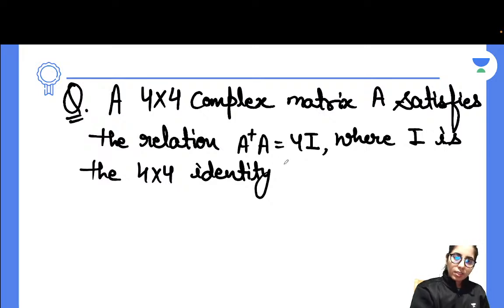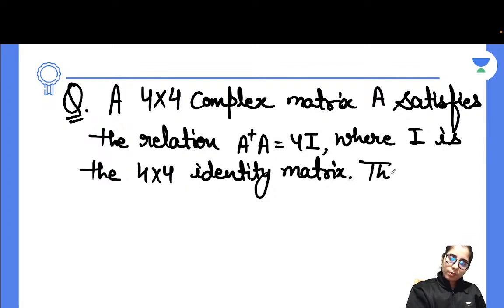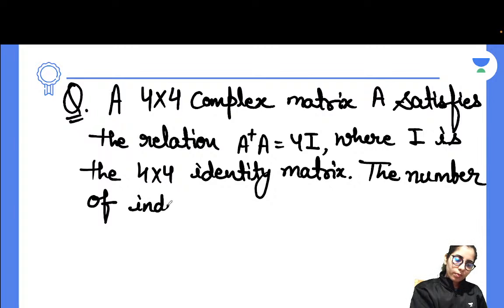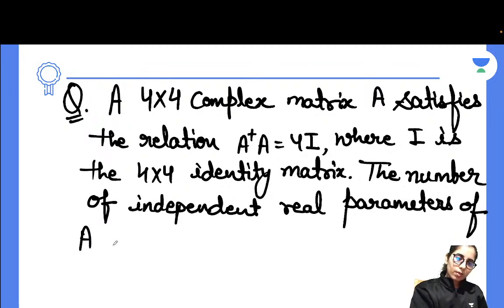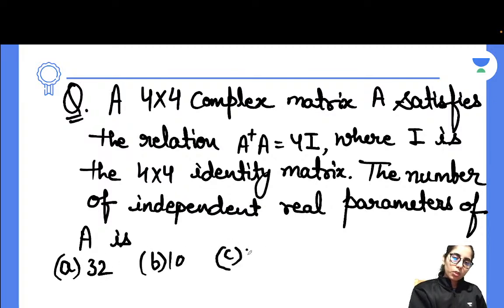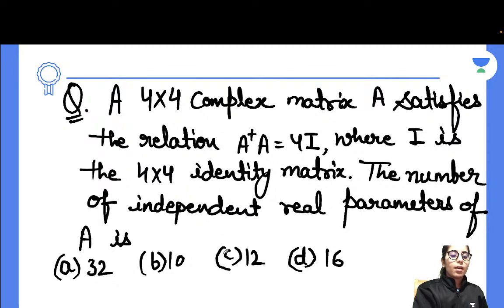So, with the 4 by 4 identity matrix, the number of independent real parameters of A is... The options are 32, 10, 12, and 16. Let me know if anybody has any doubt, we can talk about it. But if everything is clear, that's great.